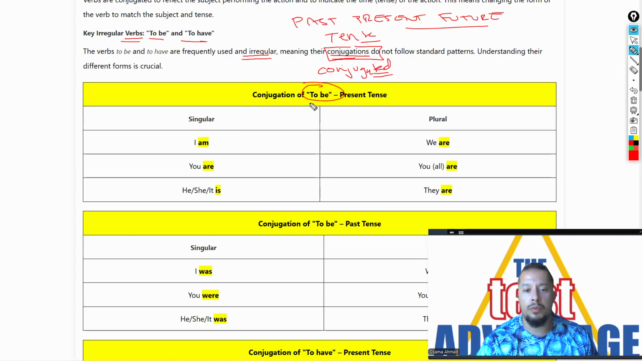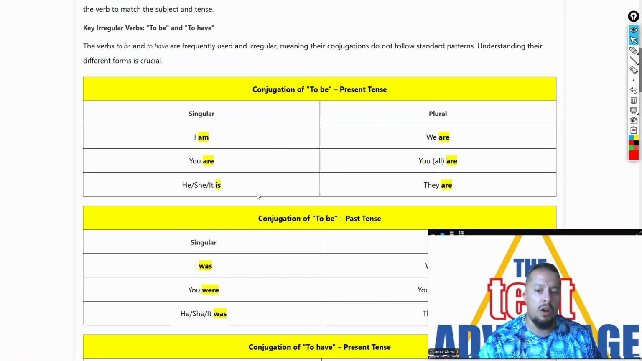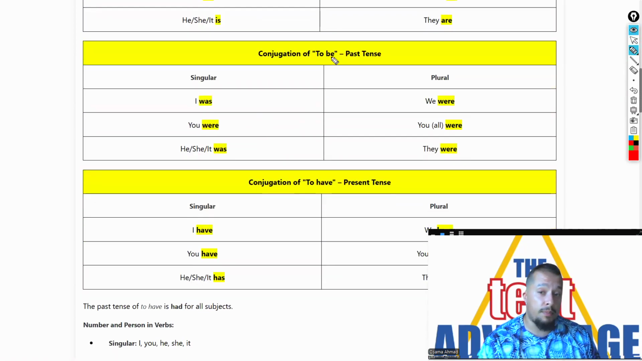So, like we said, the to be verbs we need to know. What are the to be verbs? Am, I am, singular. You are, he, she, it is. What are the plural verbs? We are, you are, they are. Very simple things, but we need to know them. This is the present form of to be. And the past of to be verbs? I was, you were, he, she, it was. Well, plural, we were, you were, they were. Just keep this in mind.